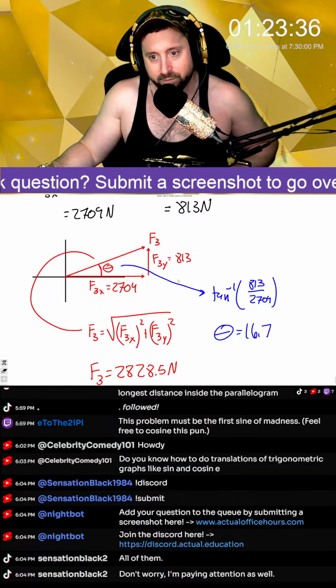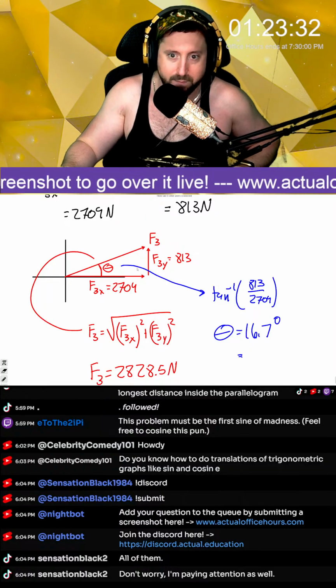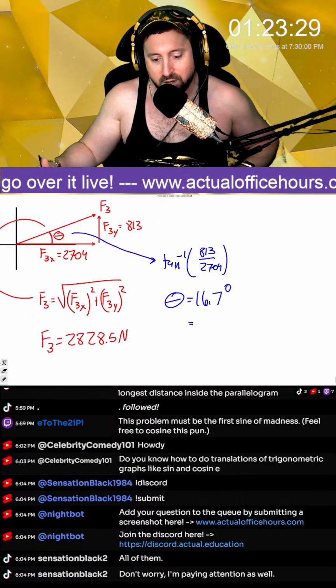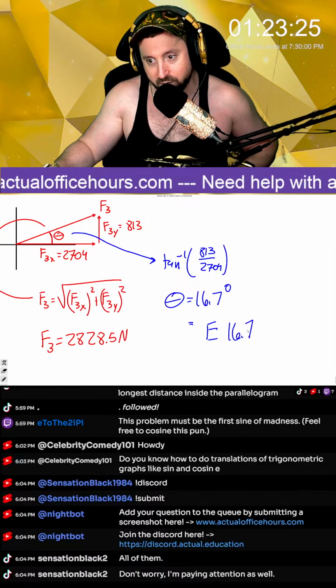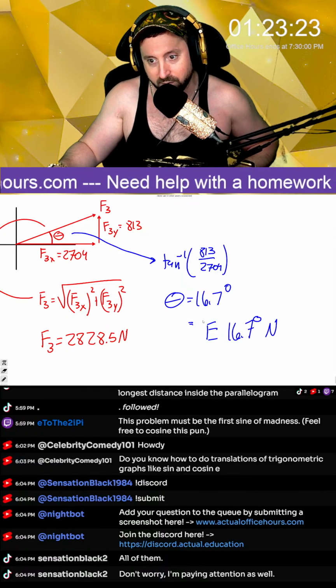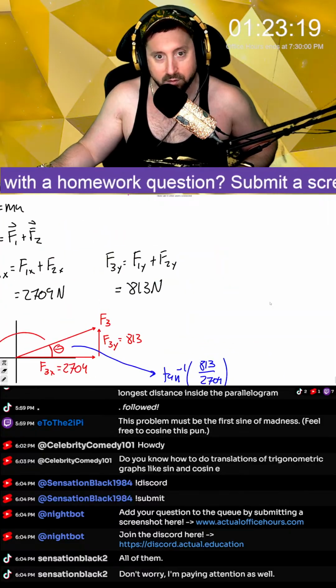But this is up, which means it's going to be north of east. So I believe the way we write this is east 16.7 degrees north. I think this is the correct maritime way to write this.